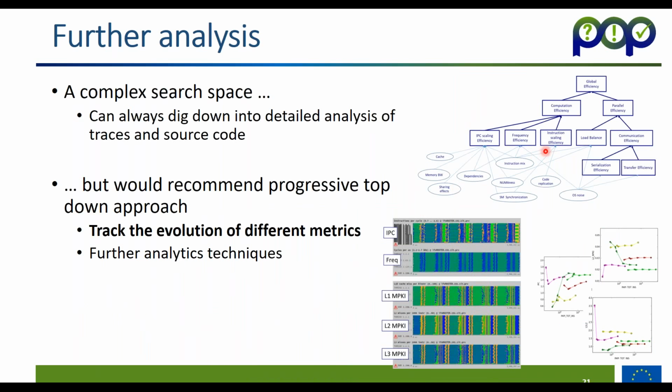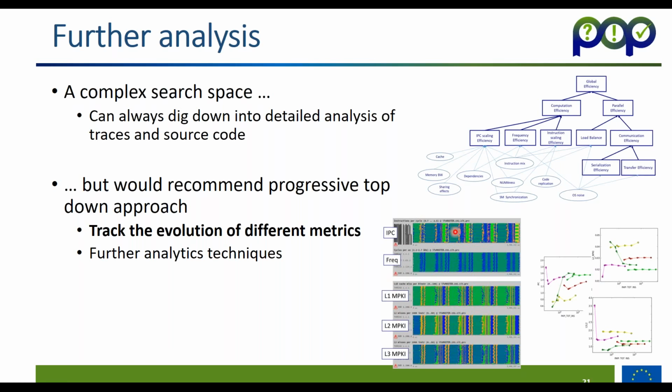In this fuzzy search space, one can really dig down by looking at timelines that describe all metrics derived from the hardware counters, like the IPC and frequency that we have presented, but you can also look at level 1 misses per 1,000 instructions, or level 2 or level 3.